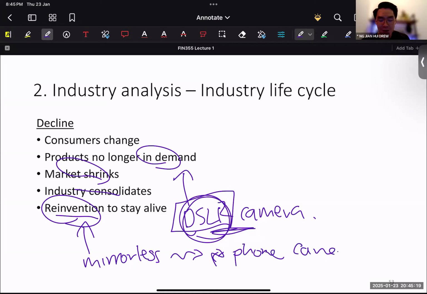People feel that phone cameras are actually good enough, right? It has reached a stage that phone cameras have caught up in terms of quality with more professional cameras, right? So maybe not required to have these DSLR cameras anymore.